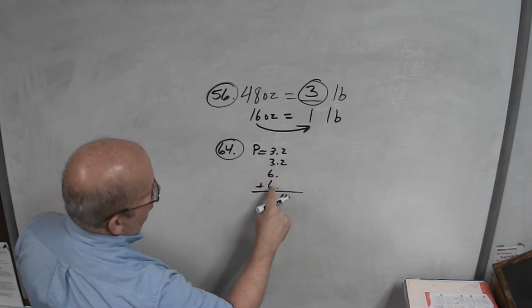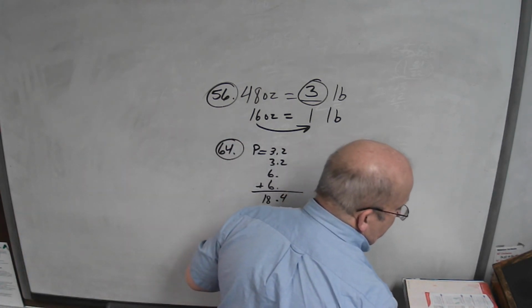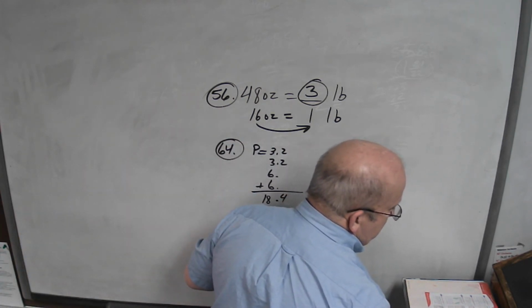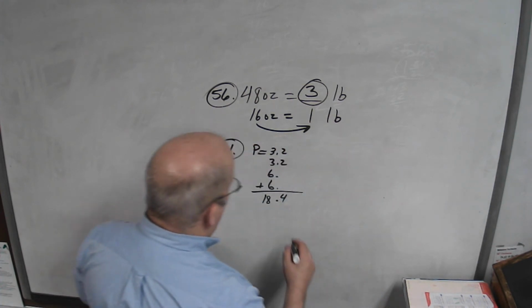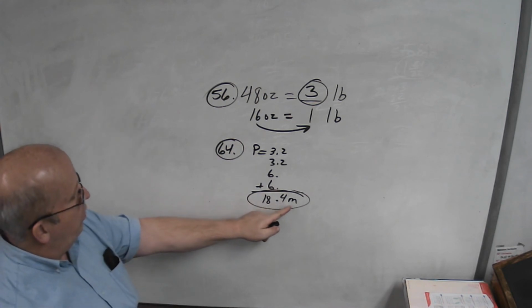3 plus 3 plus 6 plus 6 is 18. I get 18.4. What's our label for this problem? It's going to be meters. So there's my first answer. My perimeter is 18.4 meters.